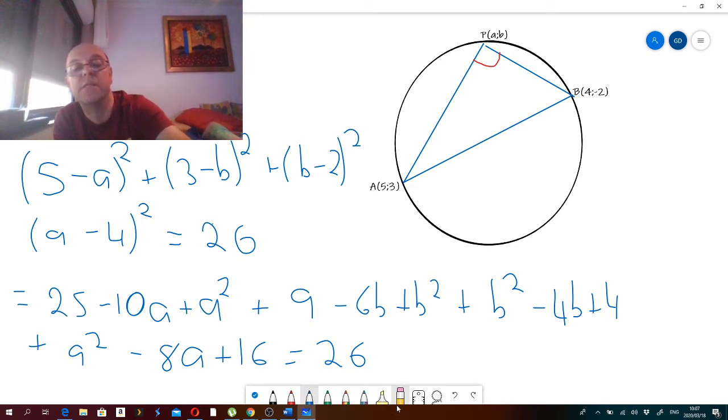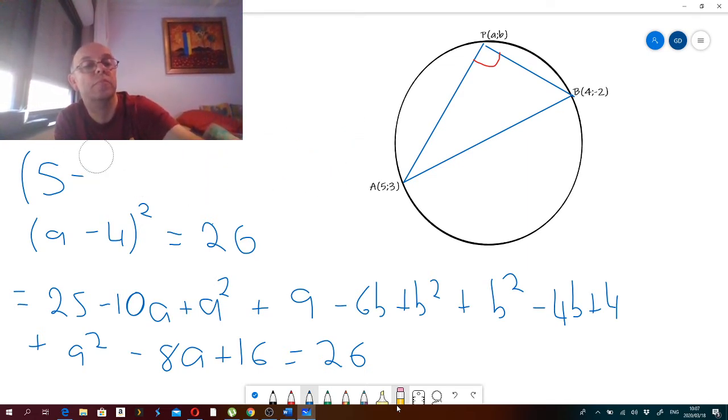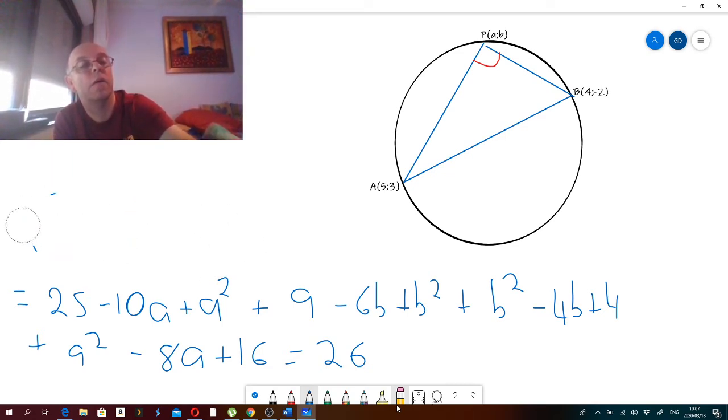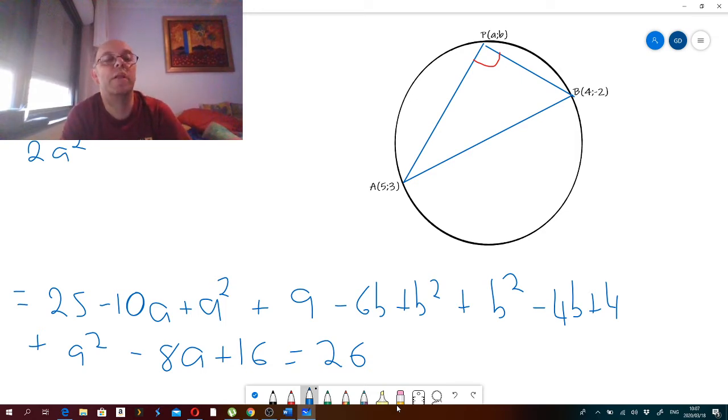Then we erase some of the stuff at the top here, so we can use that space as well. So a squared plus a squared is 2a squared. Can you see it over there? I hope that hasn't messed up the picture, but I think you can just see it, so that should be fine. Also, we've got b squareds, so we'll have 2b squared.